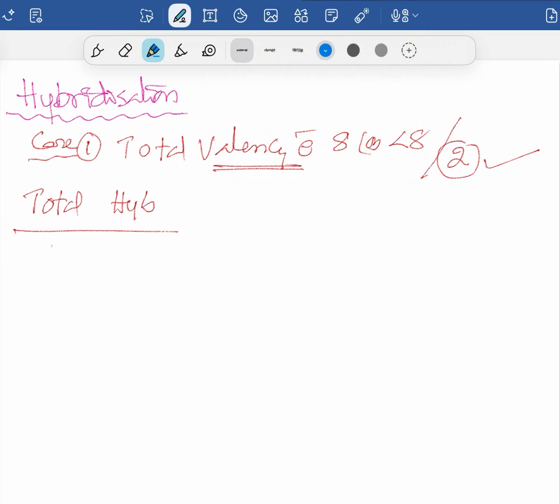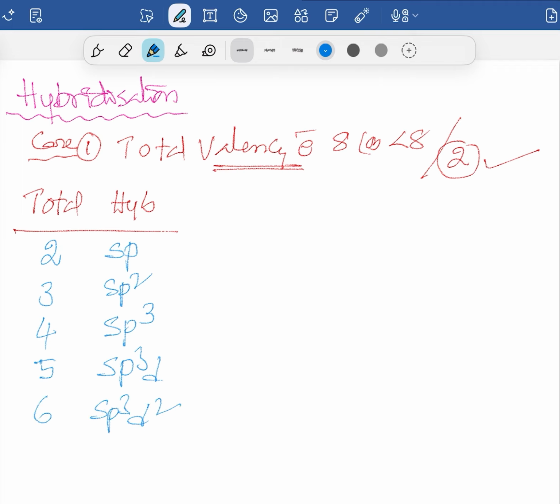Suppose the total value is 2, that is sp hybridization. Total value 3, sp2 hybridization. The total value is 4, that is sp3 hybridization. The total value is 5, sp3d hybridization, 6 is sp3d2, and 7 is sp3d3 hybridization. This is most important in this technique.